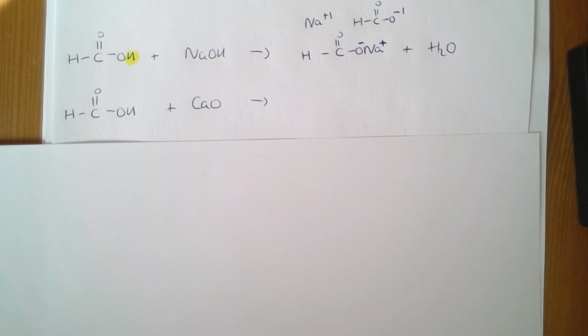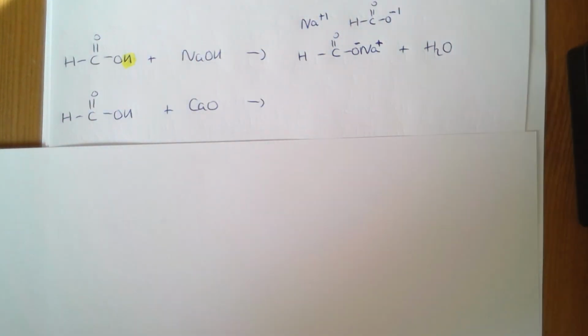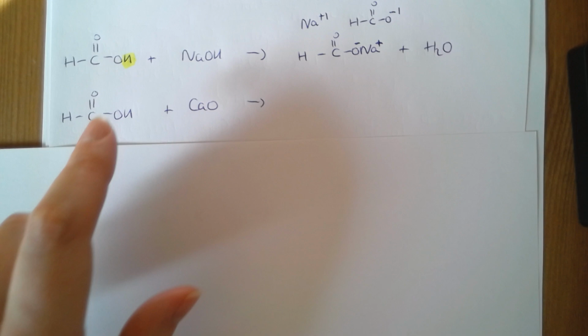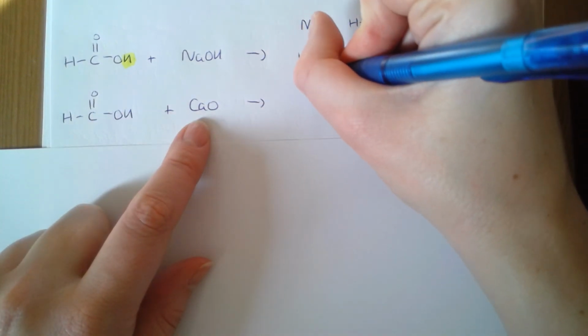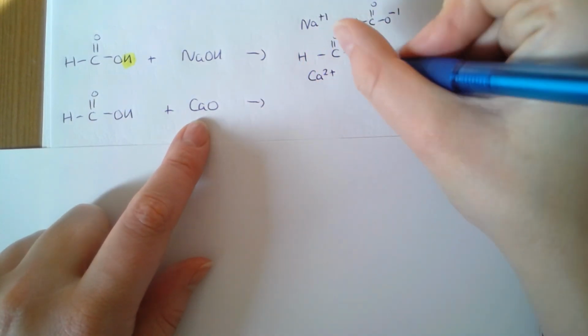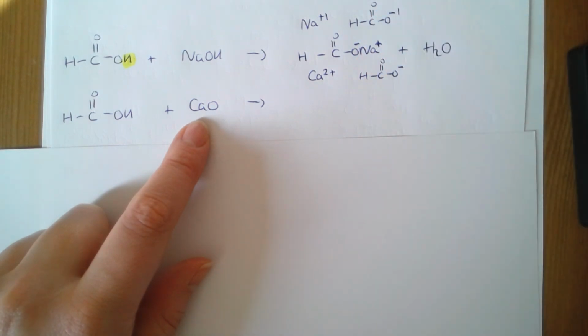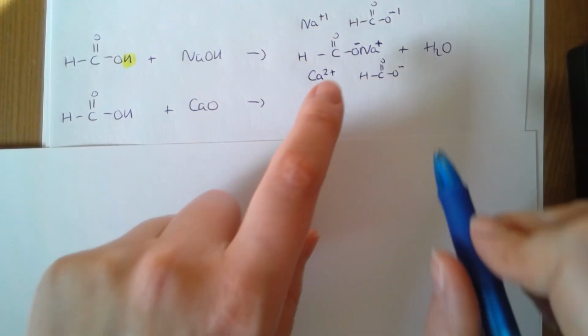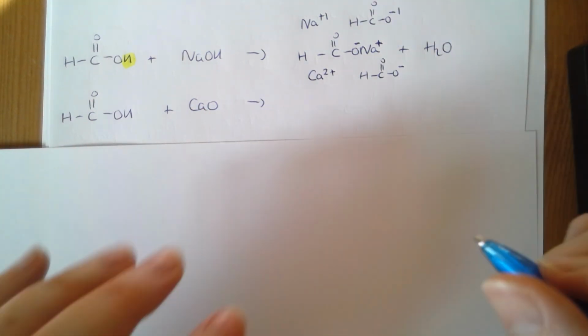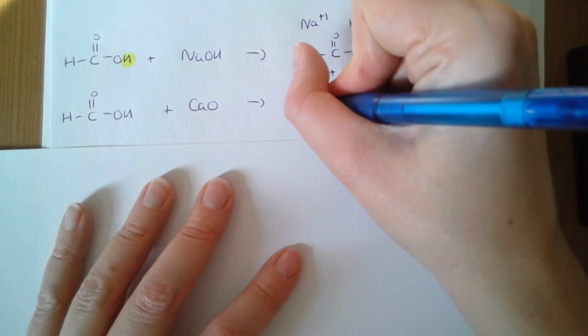Sticking with methanoic acid, but I've gone from a metal hydroxide to a metal oxide, and again I'm using calcium as my metal. So when I'm doing my salt, calcium is 2+. I've got methanoic acid here as HCOO-. The charges don't cancel, so I just have to drop and swap like I always do.